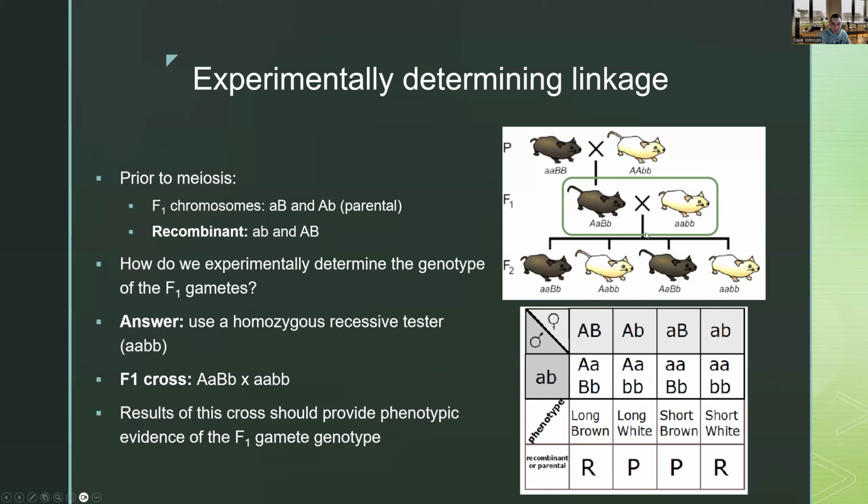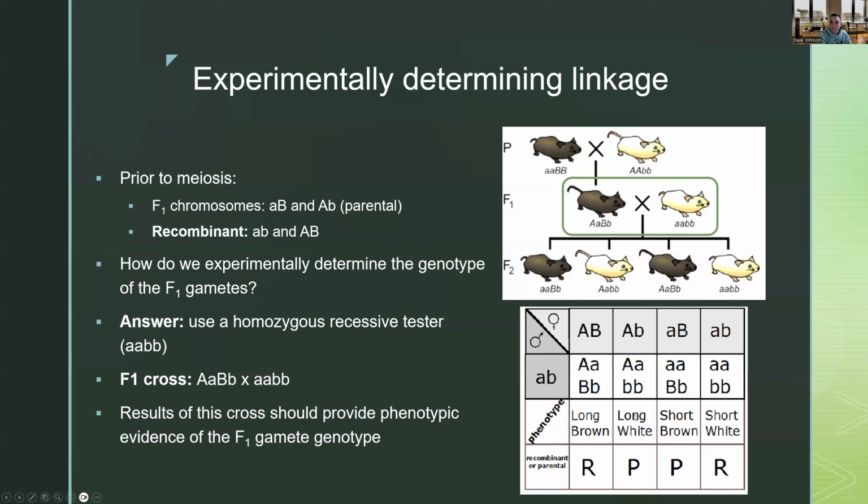Okay? So, how is this going to work? We're going to do a cross where we mate the F1 progeny that we know are heterozygous at both alleles. We're going to mate them to the homozygous tester that is recessive at both loci. And we're going to look at the offspring. Okay, so here's what we need to do. We first need to define what are the parental genotypes. Well, in this cross, the parental genotypes based on this are big A, little b, or little a, big B, little b, right there.